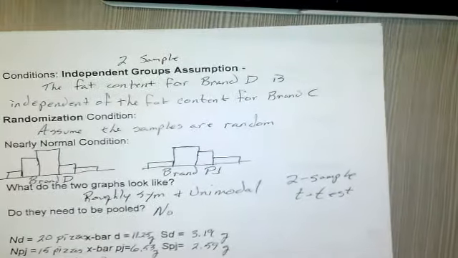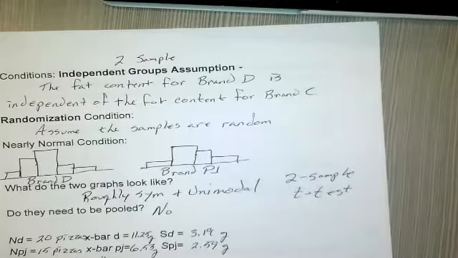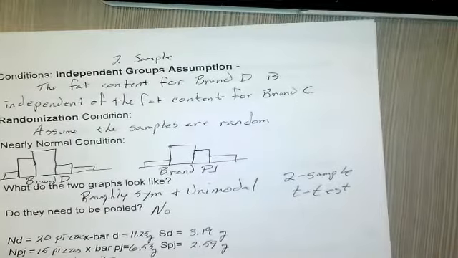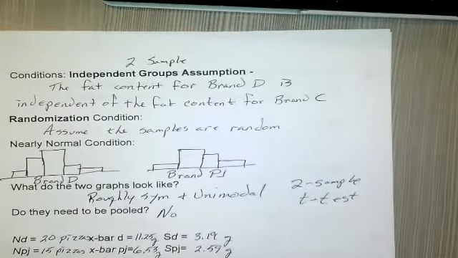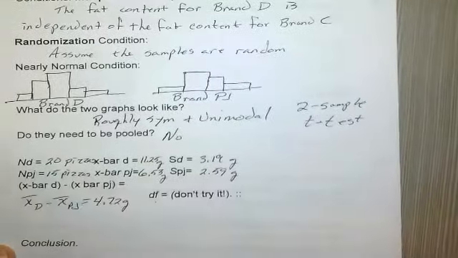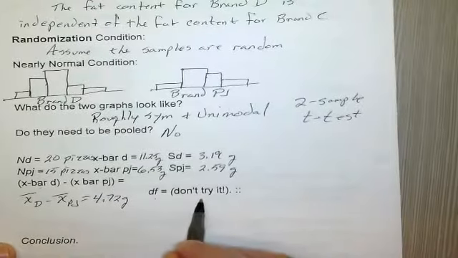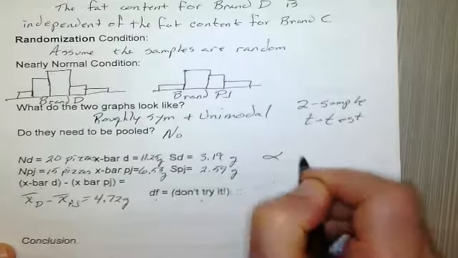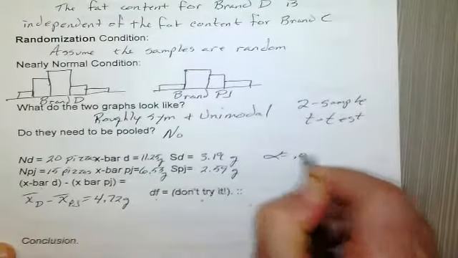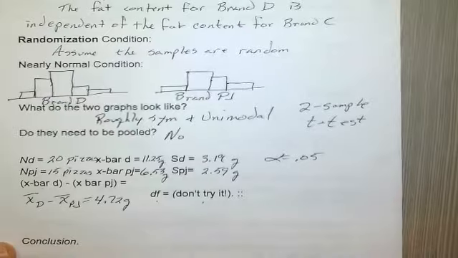And so when we find the difference of X bar D minus X bar PJ, the difference between these two turns out to be 4.72 grams. Notice here on the degrees of freedom, it says don't try it, because we're not going to do that. Let's throw another thing up here. I need to know that alpha is 0.05. Unless otherwise notified, alpha is always 0.05.